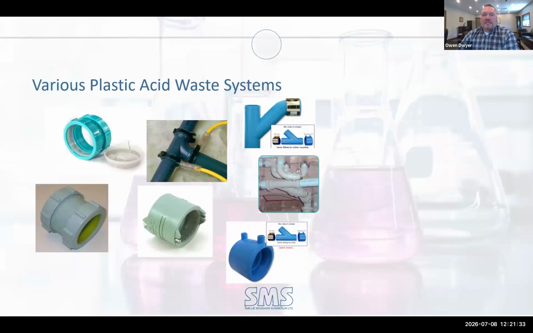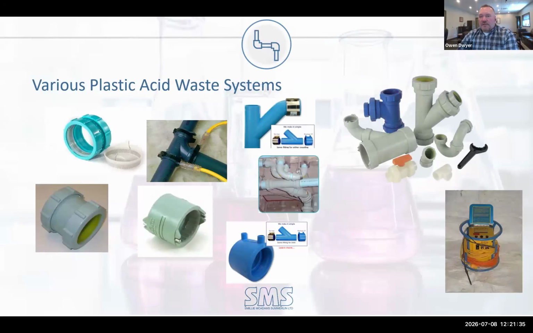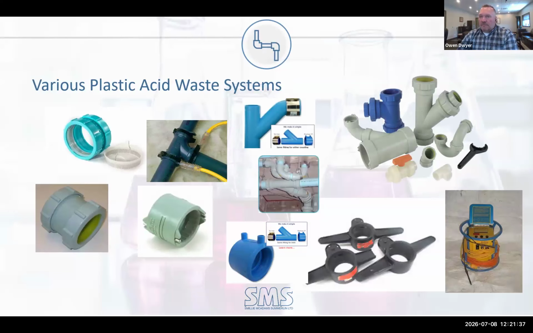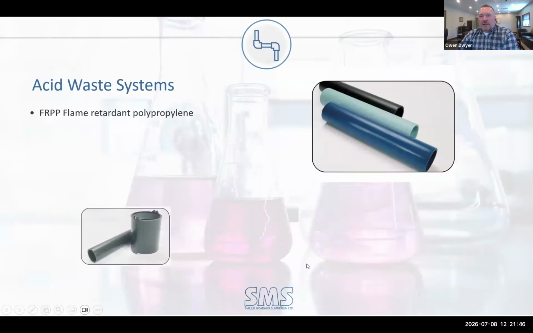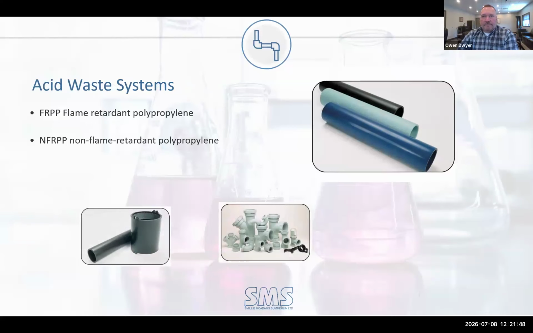So that said, there are various plastic acid waste manufacturers on the market, but they all have to conform to CSA 181.3. Predominantly, you're going to see electrofusion or mechanical joint, and every manufacturer has their nomenclature. There's Enfield, there's Lab Line, there's Plenum Line, there's Brown Line, Blue Line, White Line, et cetera, et cetera.